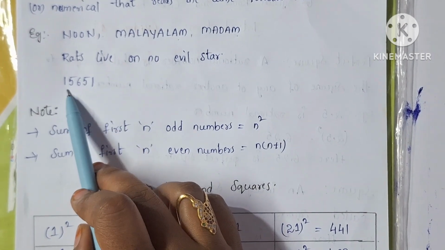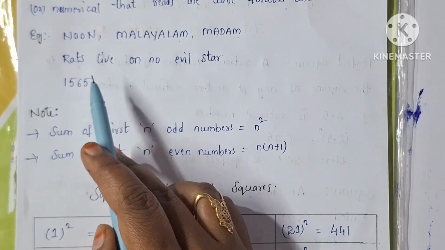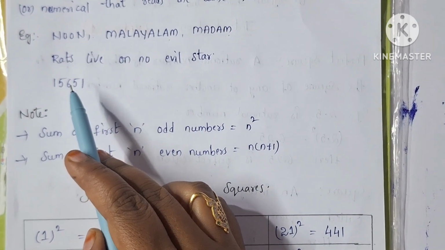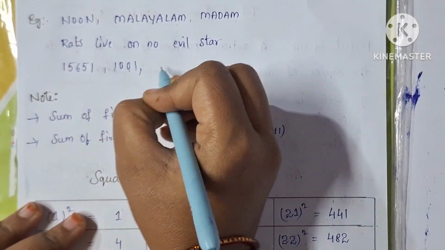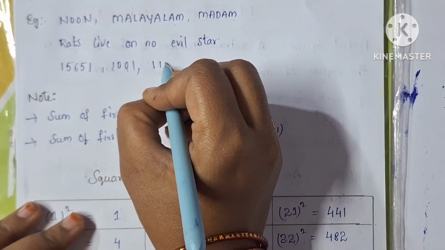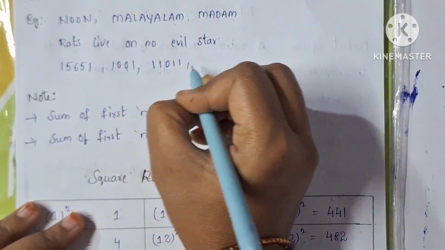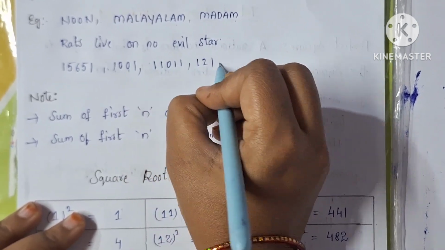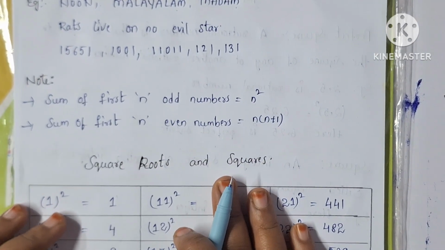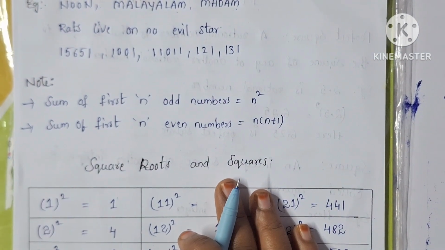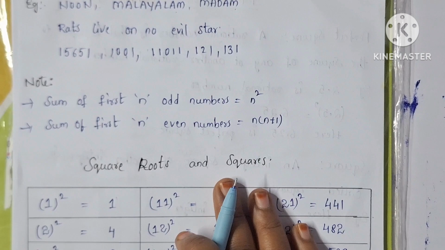15651. This is a numerical palindrome. You can write many palindromes in numerical. Example: 1001, 11011, 121, 131. All these are numerical palindromes. That means if you are reading it from right to left or left to right, you are going to get the same number.